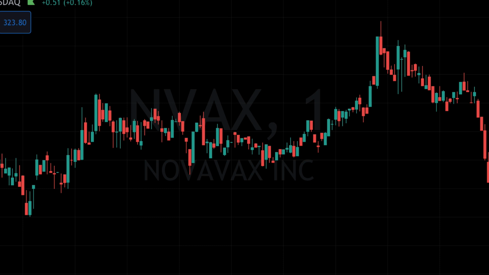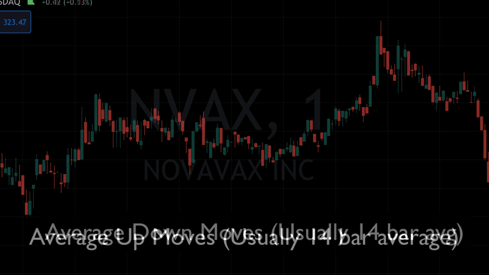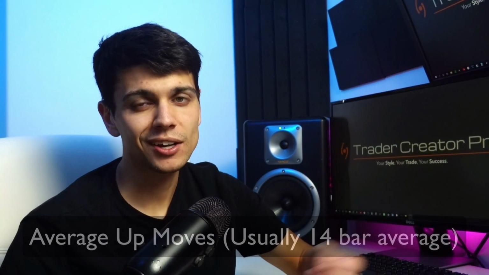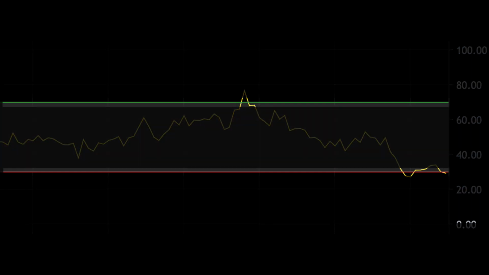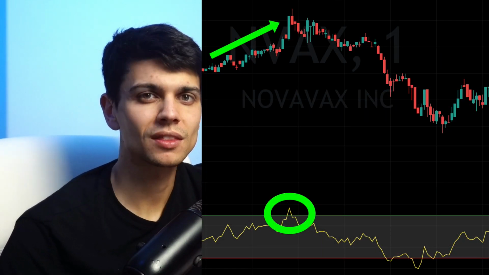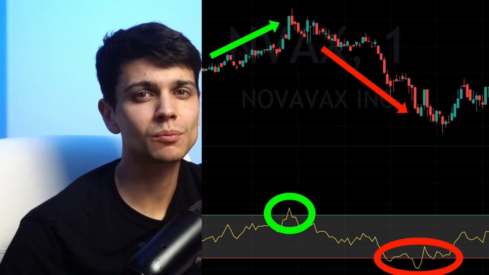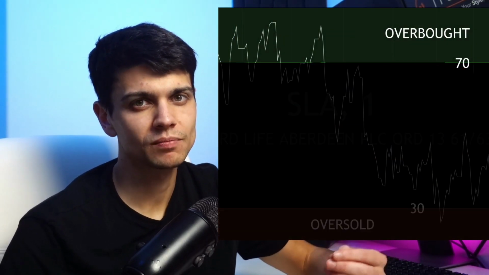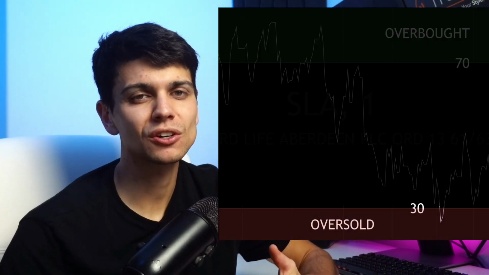RSI is calculated by averaging the past down moves and averaging the past up moves and putting them on an oscillator. An oscillator is a line graph that sits under your chart that has a high and a low. The RSI has two extremes, from 0 to 100. The more than average up moves, the higher the oscillator will go. And the more than average down moves there are, the more the oscillator will move down. The standard setting is when the oscillator is over 70, the stock is considered overbought. And when it is under 30, it is considered oversold.